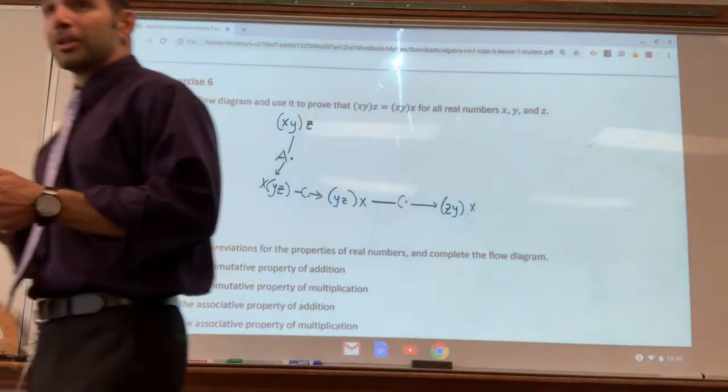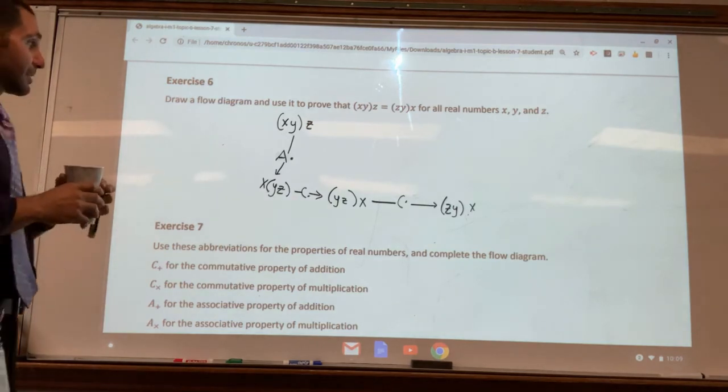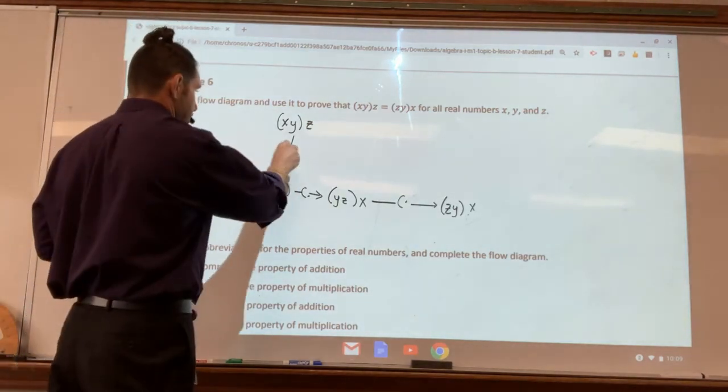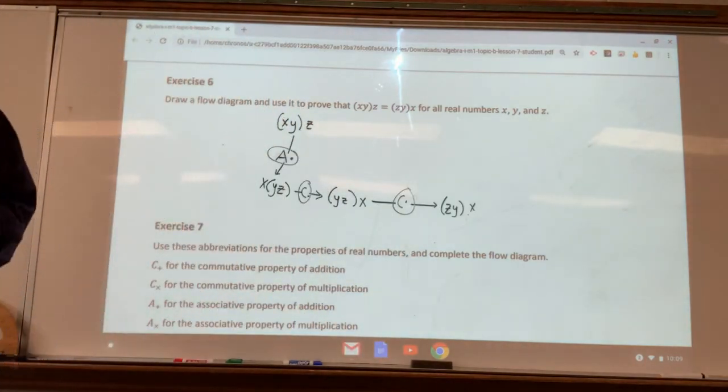These are going to be on your test. I'm telling you right now that you will see a flow chart like this on your test, except it will have circles that you put stuff in, and it should be relatively easy.